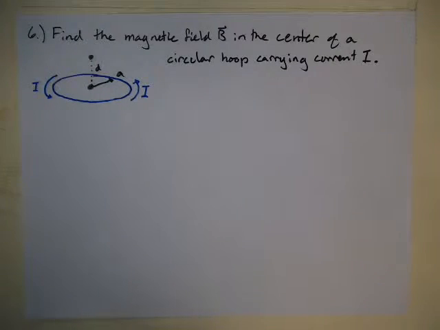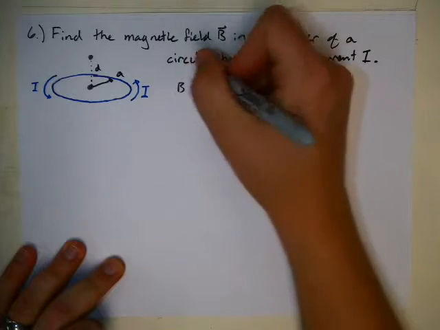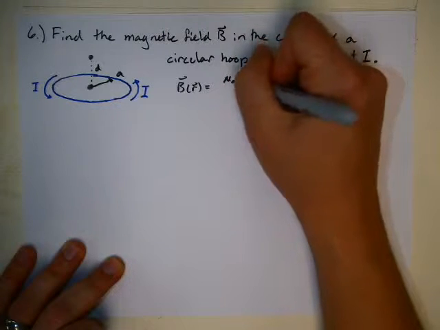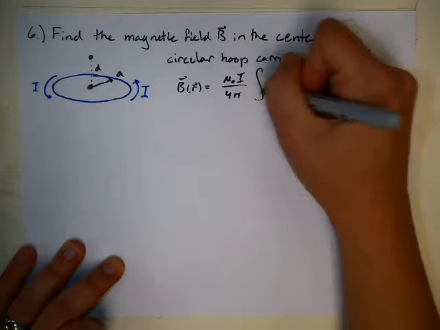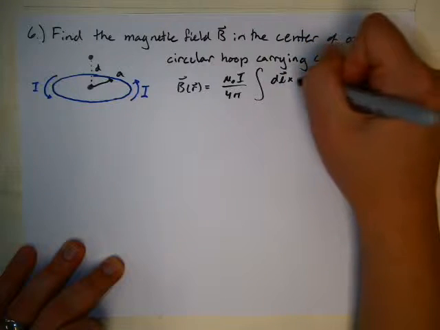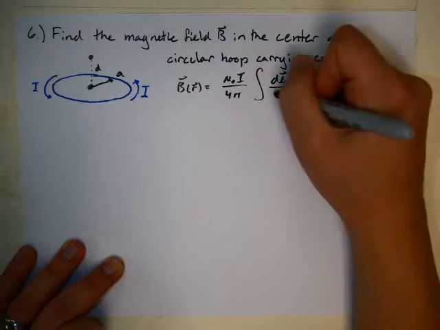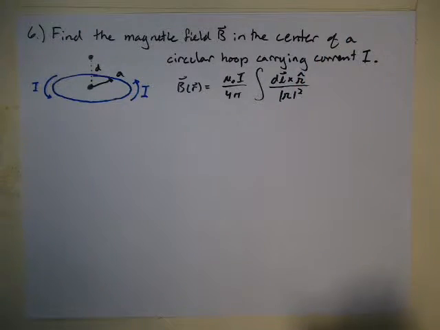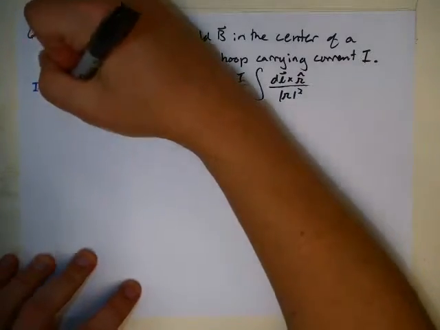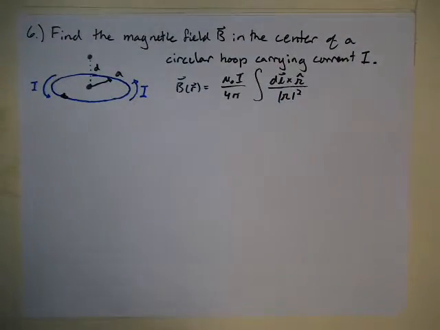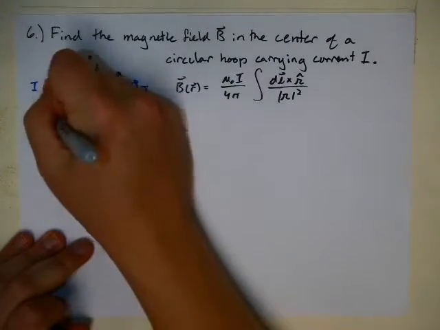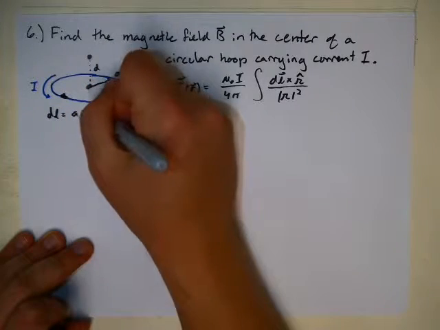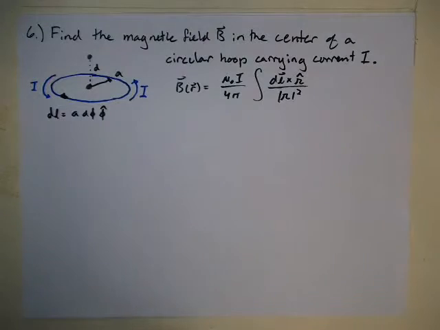In order to find this, we're of course going to use the Biot-Savart law. Biot-Savart: the magnetic field should be equal to mu naught I over 4 pi times the path integral of dl cross script r hat over script r squared. For us, the current element will be some current element there, and so I can write out what this dl would be. This dl is going to be equal to a d phi hat.